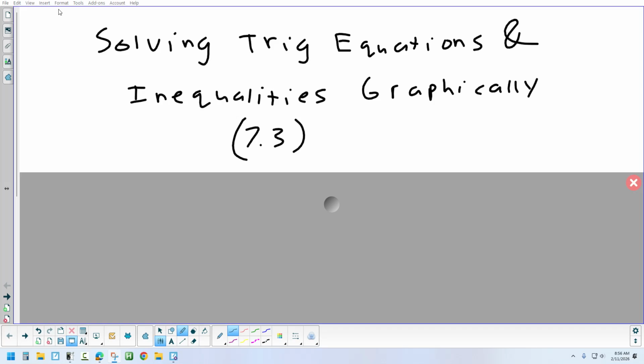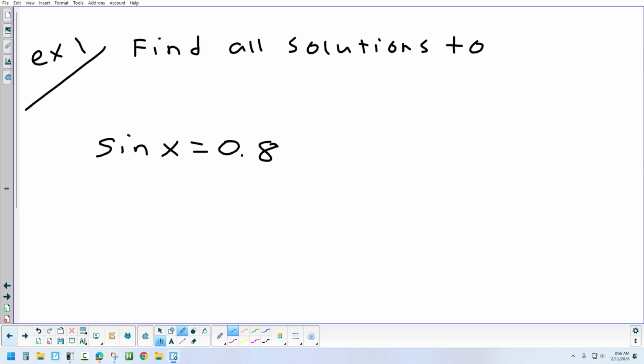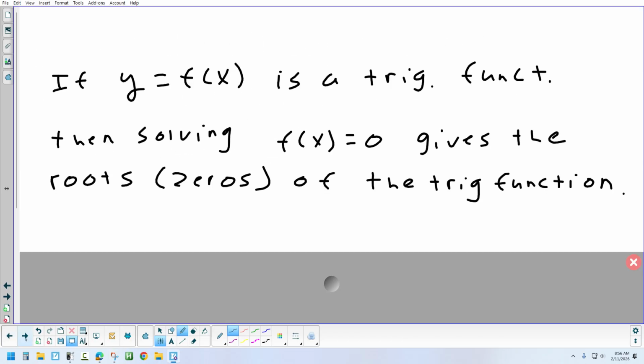All right, so today we're going to look at 7.3, which is on solving trig equations graphically. So we've done a little bit with solving trig equations, but they've always been basic equations on the calculator, like sine of x equals 0.6. You put it in y1, y2, you find an intersect.